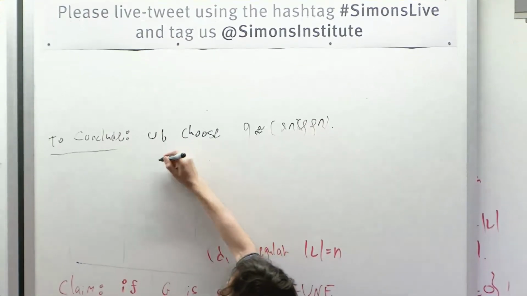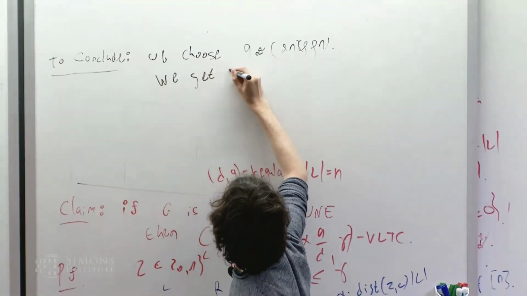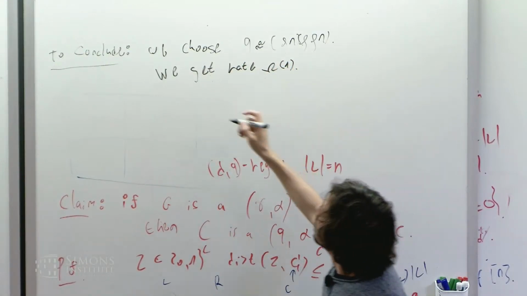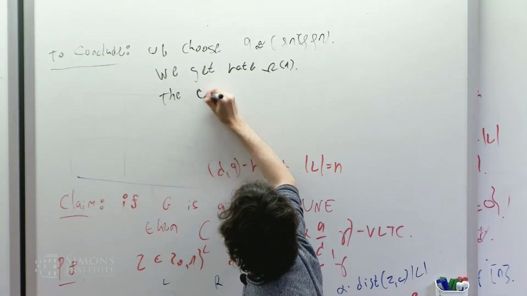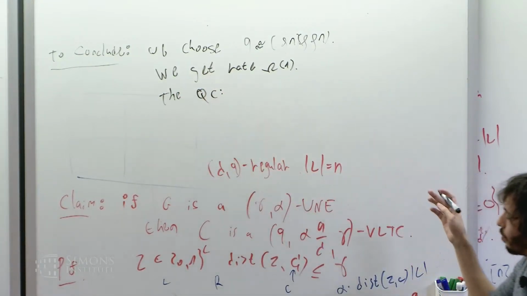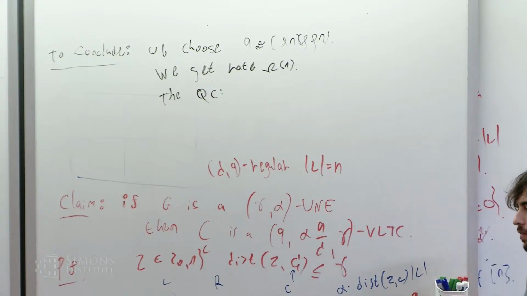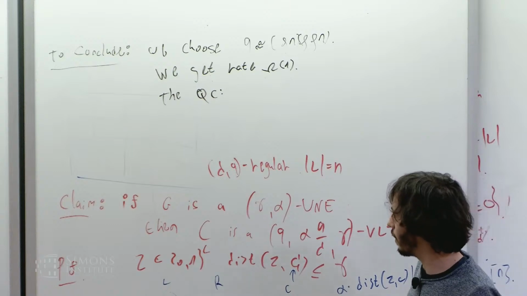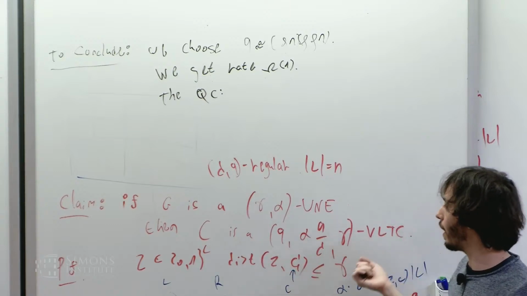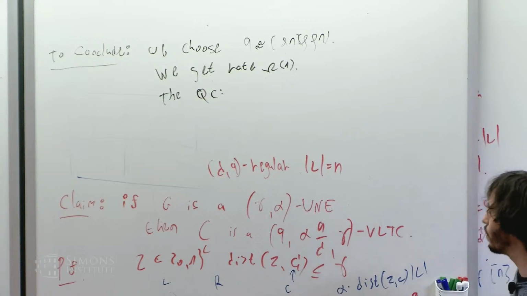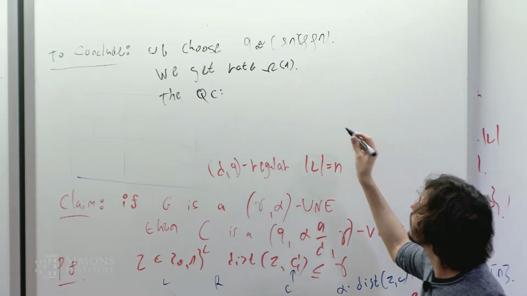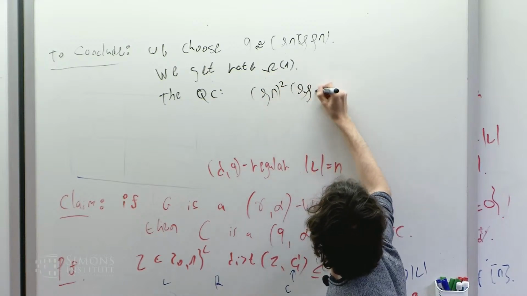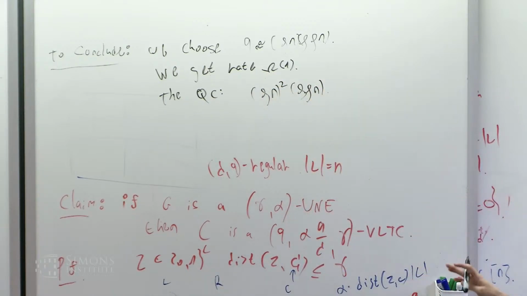Okay, so we get a rate of omega of 1. And the query complexity is, as before, there are now log n phases. The check is just the same as before. And in each one, the query complexity is inherited by the right degree, so it is just q. So q is log n times log n. So the query complexity is log n squared times log n.